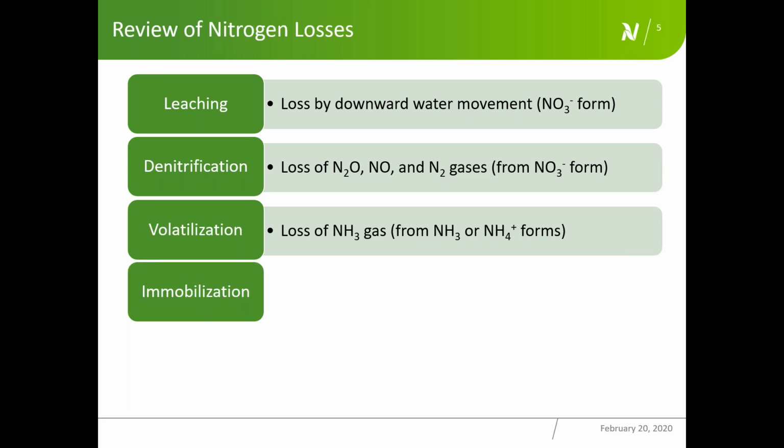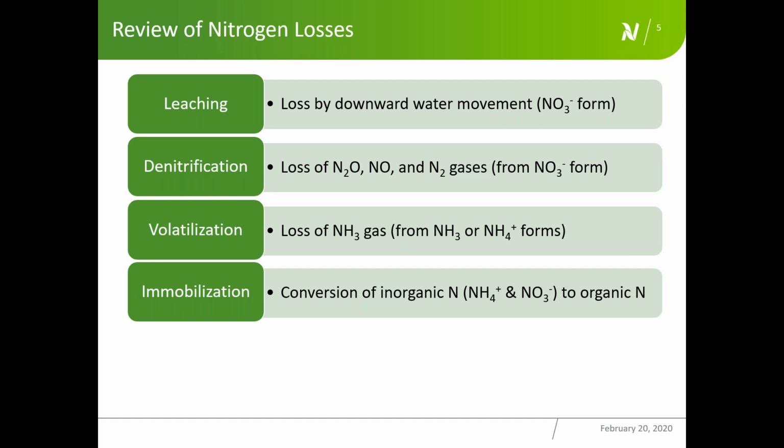Immobilization is a temporary loss. This is a term we use for the conversion of inorganic forms of nitrogen to organic forms. For example, when we have crop residues remaining, the organisms that decompose those residues need a source of nitrogen, and they will use these inorganic forms to function, to complete that decomposition. So in essence, they're competing with the crop plants. Now, this is not a permanent loss, it's temporary, and that nitrogen can become available again during the growing season as those residues are decomposed.